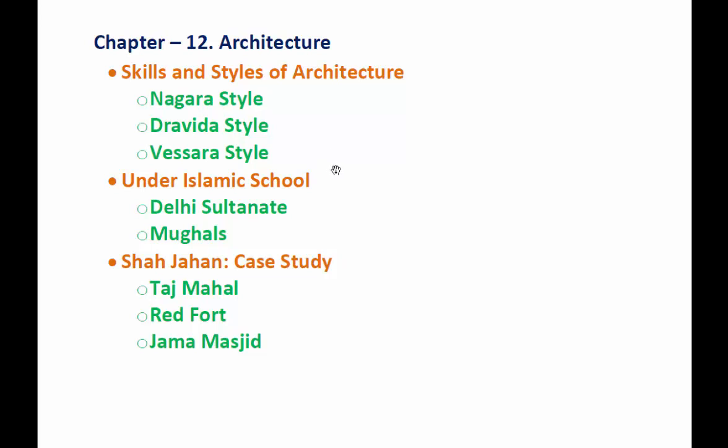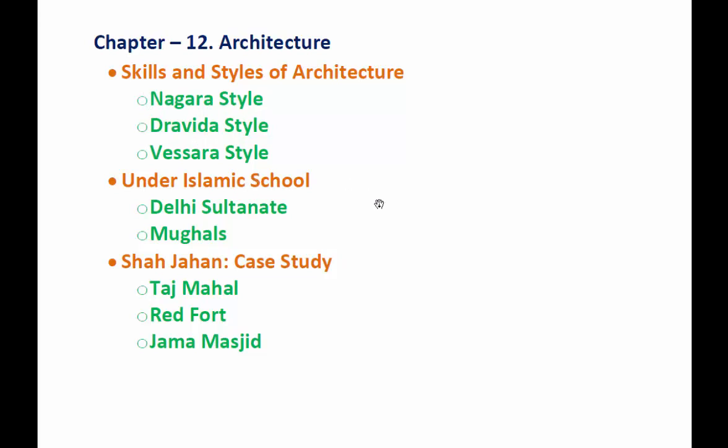We will also cover, maybe not today, the architecture under the Islamic school, such as the Delhi Sultanate and Mughals. Again, we're going to have a case study on Shah Jahan, because the reign of Shah Jahan was also known as the golden age of architecture. In the previous class, we have already learned something about Shah Jahan. For today, we will take up the skills and styles of Nagara, Dravida and Vesara.